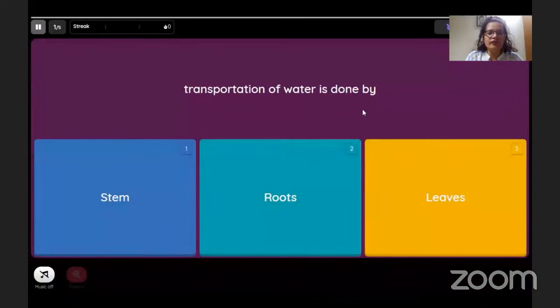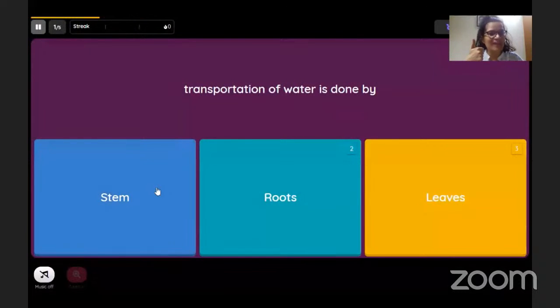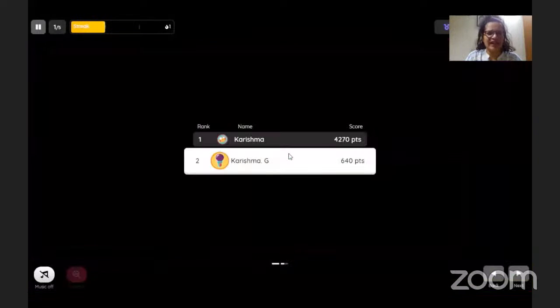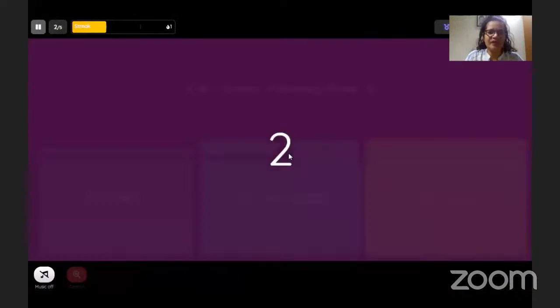Okay, transportation of water is done by stem, roots, leaves. Leaves do not transport water. They are the ones which have chloroplast in it. Roots are the ones which absorb the water from the soil, and stems are the ones which transport the water from the roots to the leaves. So transportation of water is done by stems. Good job, everybody. This was pretty easy. I hope everyone got it right.